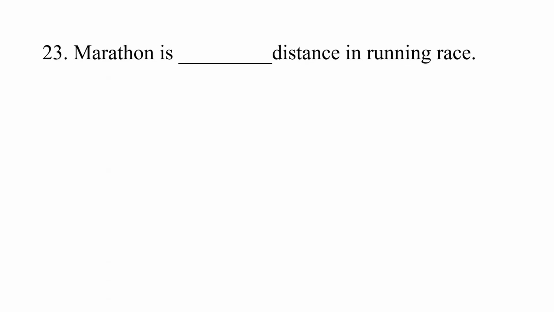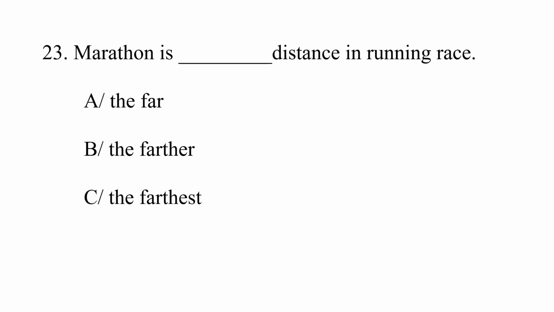Question number 23. Marathon is dash distance in running race. A, the far. B, the farther. C, the farthest. D, nearer. The answer will be C, the farthest.